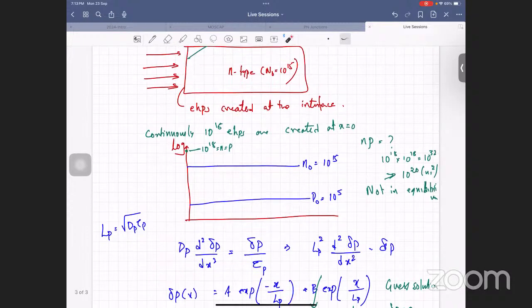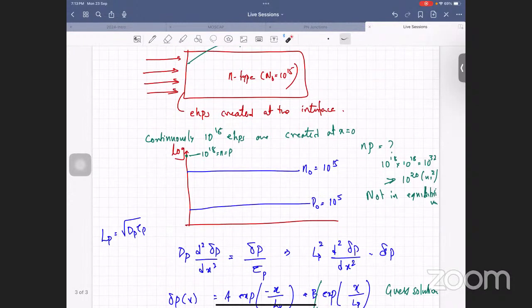If you shine light at the interface, you have a large concentration, of 10 power 18, and they decay as a function of x. This is basically exponential minus x by Lp. Similarly, the majority carrier concentration n will also decay. They will recombine essentially. This is n of x. This is p of x.